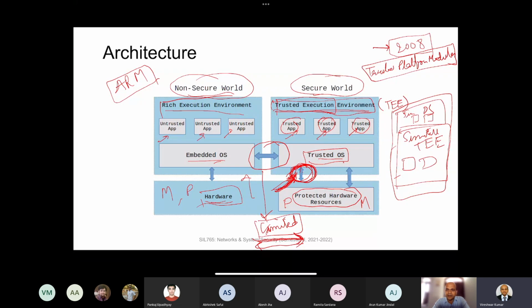Okay. Any other question about this idea of having these two environments on the same system, and having these two operating systems on the same system?